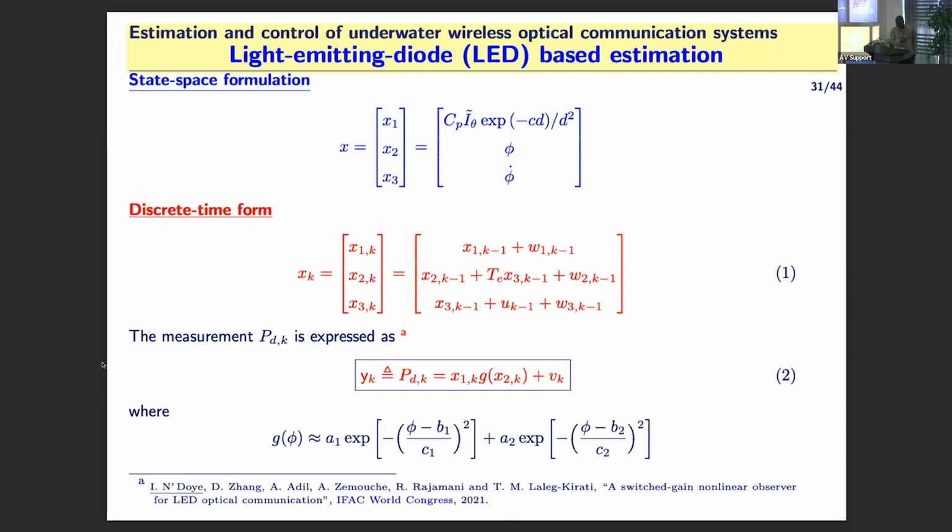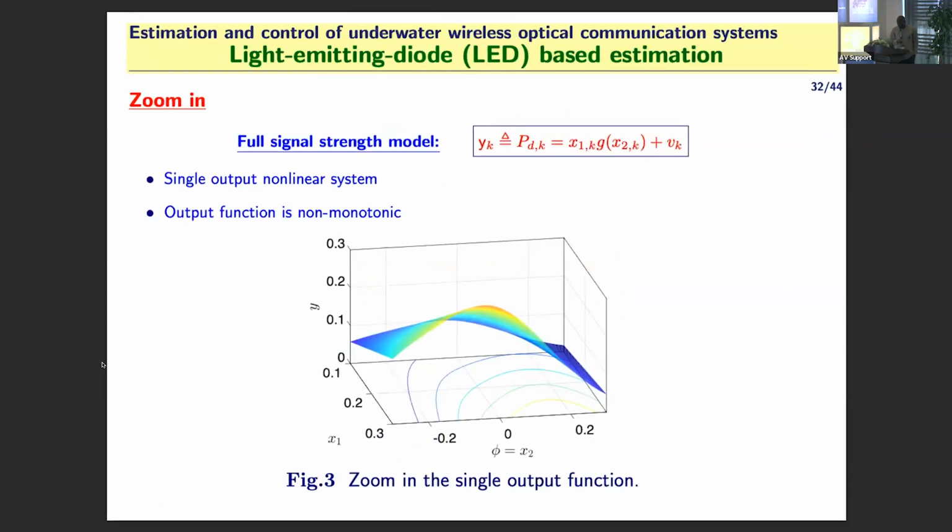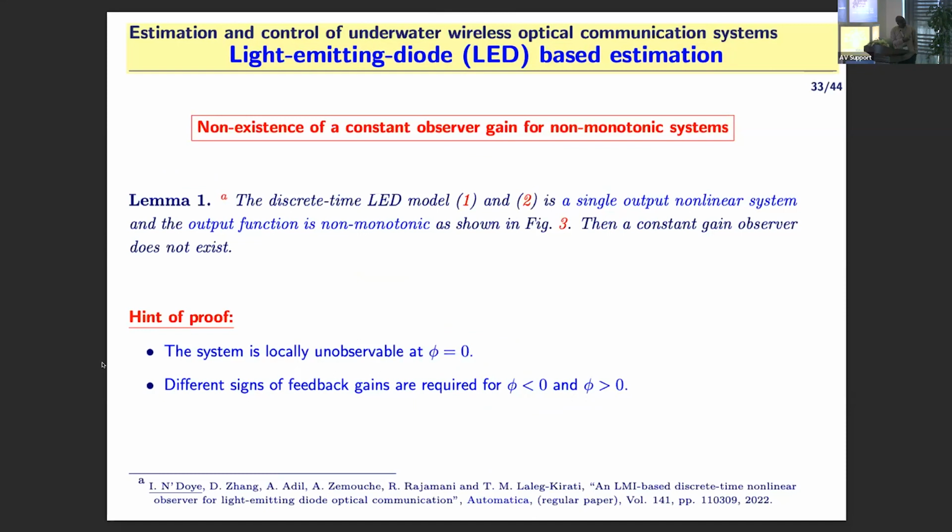And from there we can discretize and get a discrete form. And this is done. Now what we prove is, if you measure it, we have a single output nonlinear system, and this output function is non-monotonic. From this non-monotonic output, we show that a constant gain observer does not do the job. This proof can be done intuitively. The system is locally unobservable at the slope, and we need a different sign of feedback gain. So intuitively, we know that there is a problem to build an observer here.